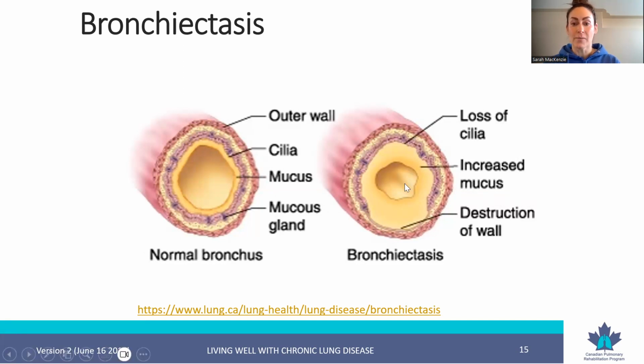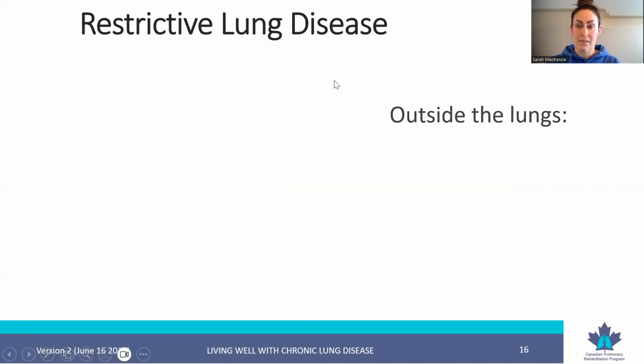So on the right here, the bronchiectasis picture, you can see increased mucus. That mucus layer is really thick. And you also see destruction of the cell wall. So this includes destruction of cilia. So not only do you have more mucus, but you have less cilia to move the mucus. So stuff really sits in there, and your risk of infection is much higher, okay? So that's bronchiectasis.